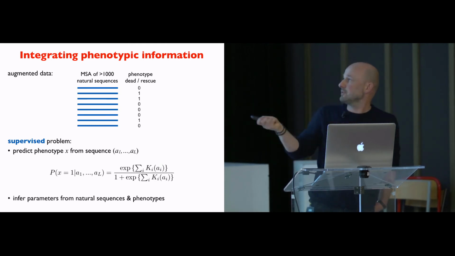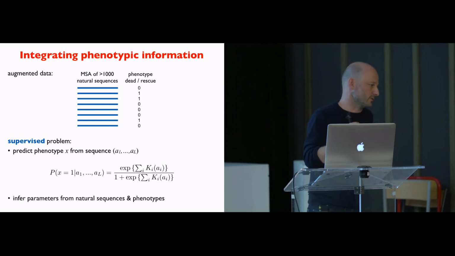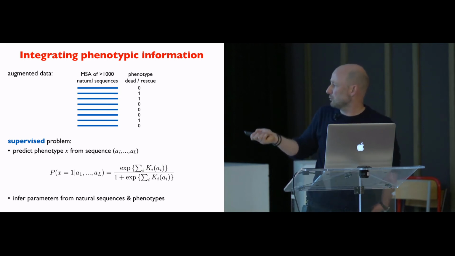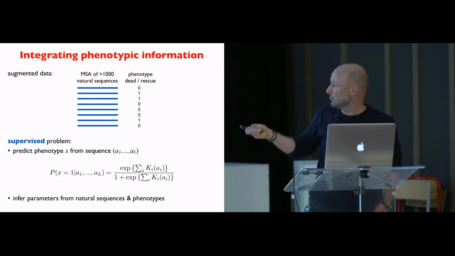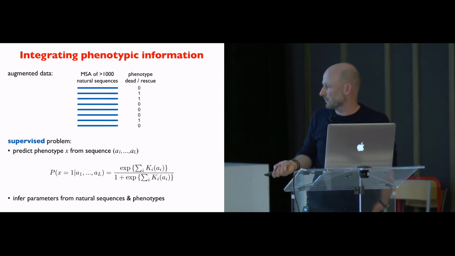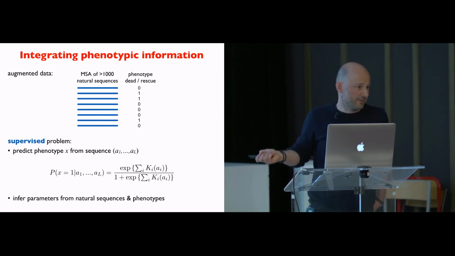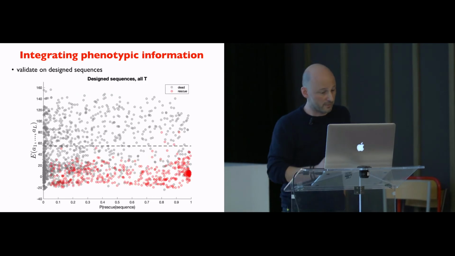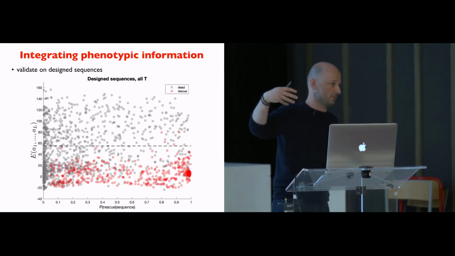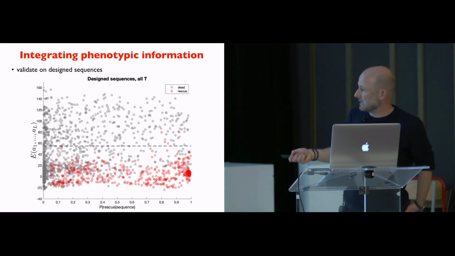And I could have a very simple supervised problem to predict if this one is working or not, given the sequence. And we have done something which looks very similar to our Boltzmann things, which is basically logistic regression. We infer this from all the natural sequences and phenotypes. And then we look at what happens with our sequences which we have sampled from the model, which I've shown you before. And this is what's coming out.